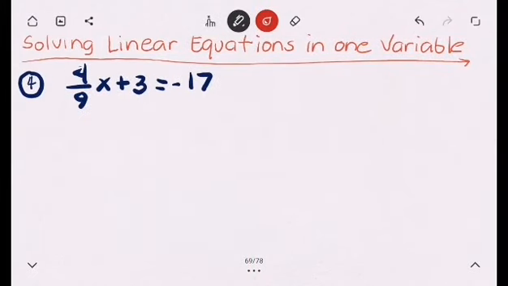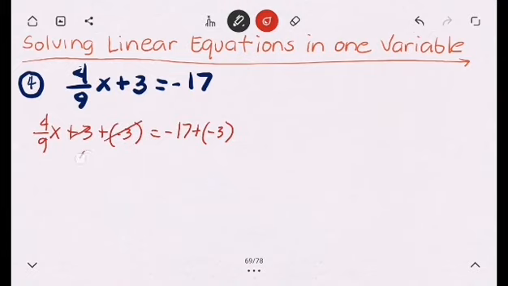Okay, so for our last example, we have 4/9 x plus 3 equals negative 17. Okay, so ang magiging first step natin dito is to apply addition property of equality para ma-eliminate natin yung positive 3 sa left side. So we have 4/9 x plus 3, so mag-add tayo ng opposite niya, which is negative 3, so ganun din sa right side. And then simplify. So we'll have on the left side, 4/9 x equals negative 17 plus negative 3, we have negative 20.